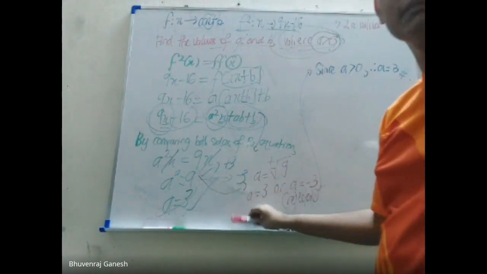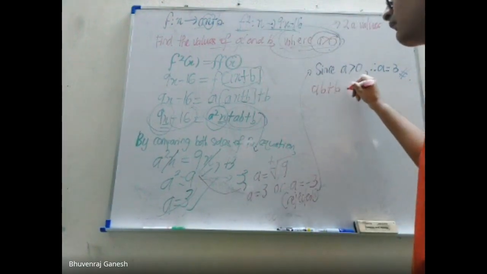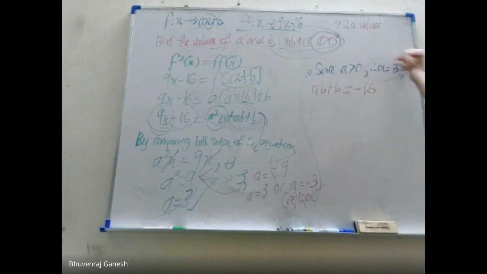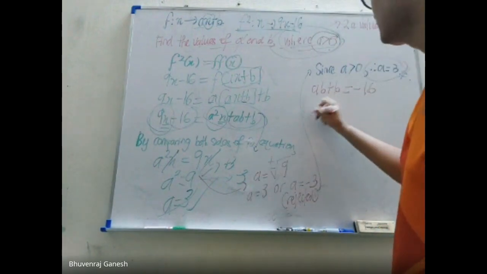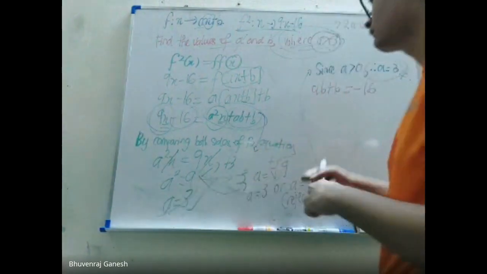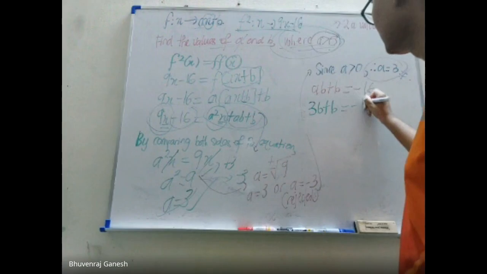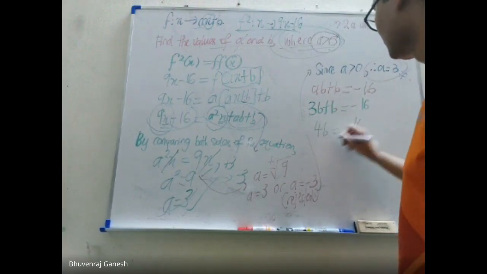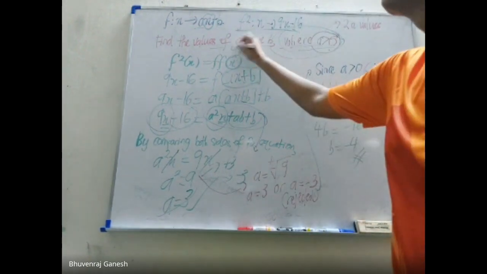So how you want to find your b value is ab plus b equals negative 16. So now you know your a value, a is 3 at least. So you can substitute inside. So you will put 3b plus b is negative 16. So you will get 4b is negative 16, b is negative 4. Done. a found, b found.